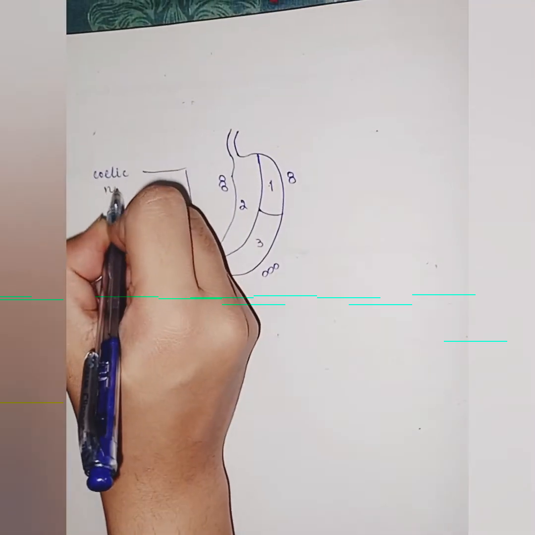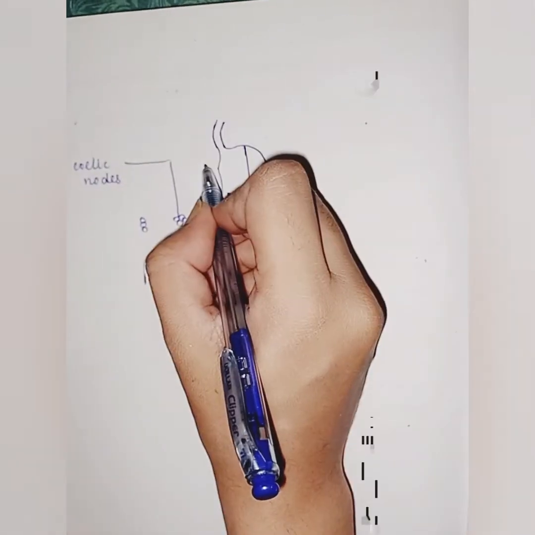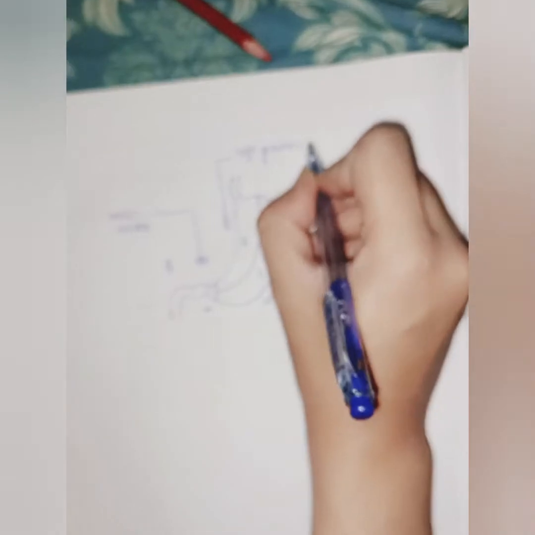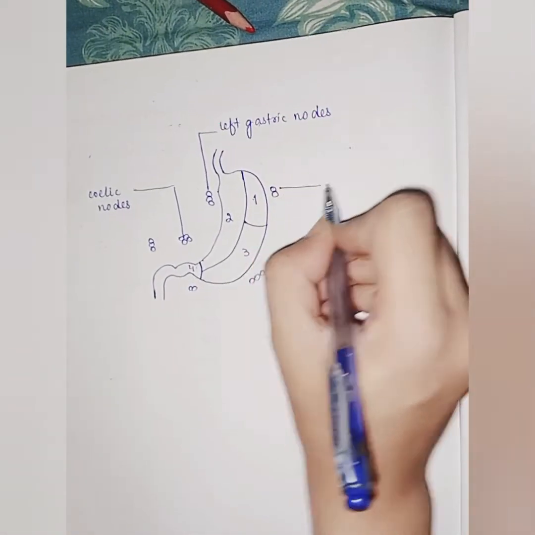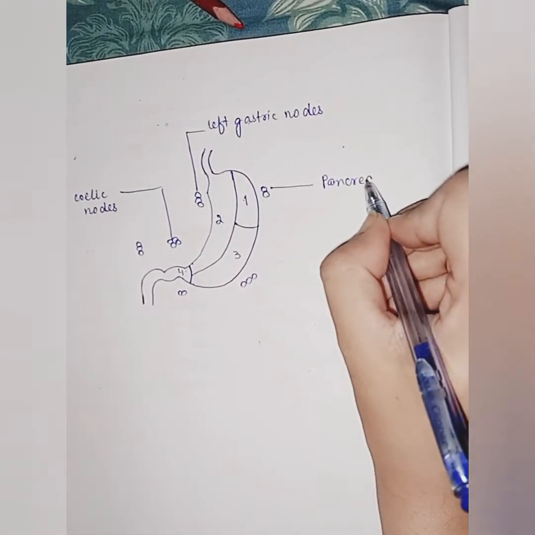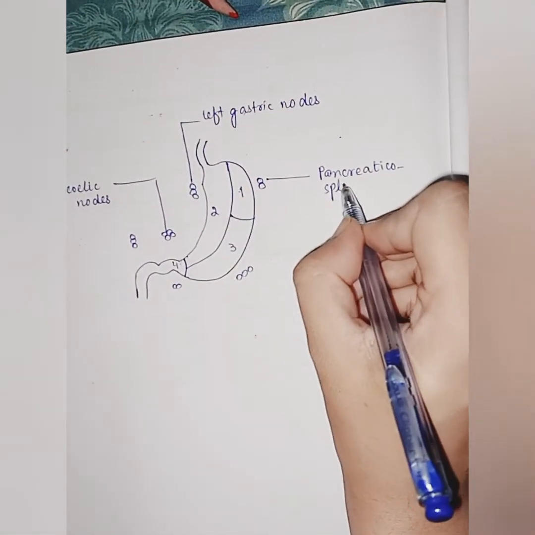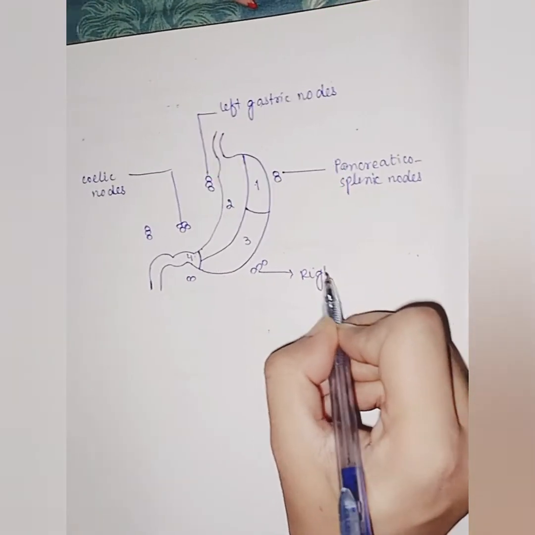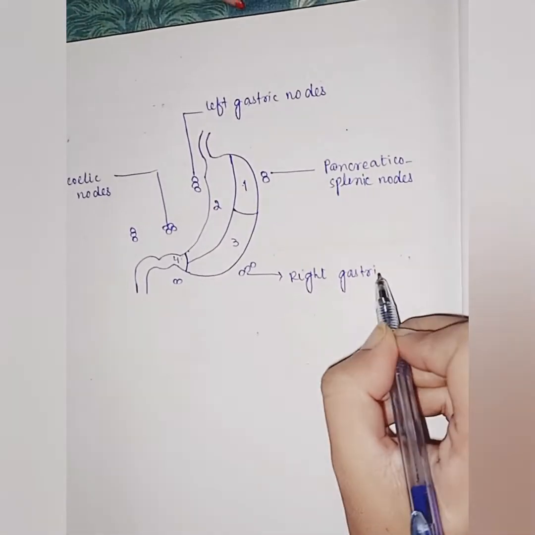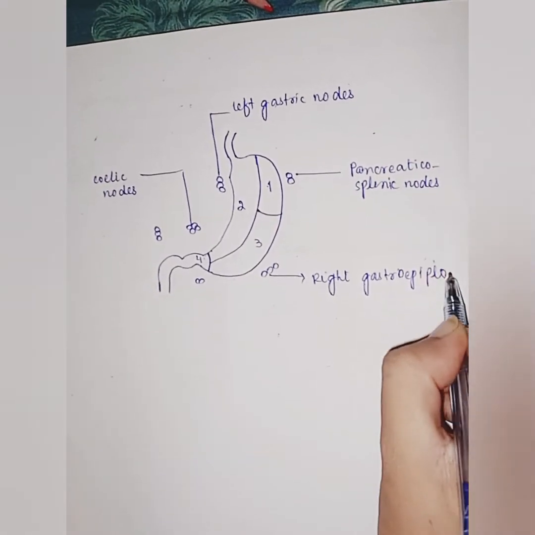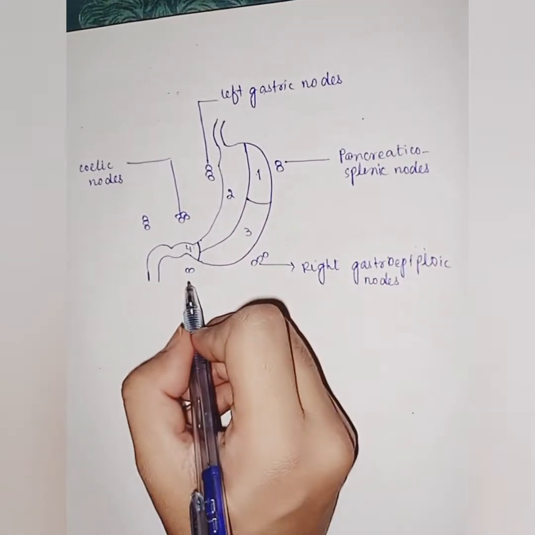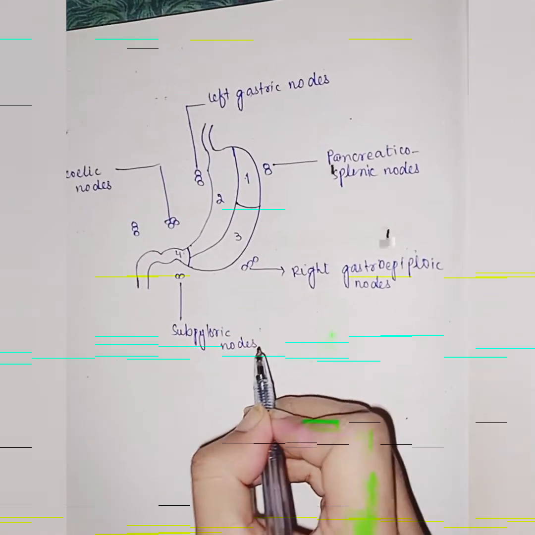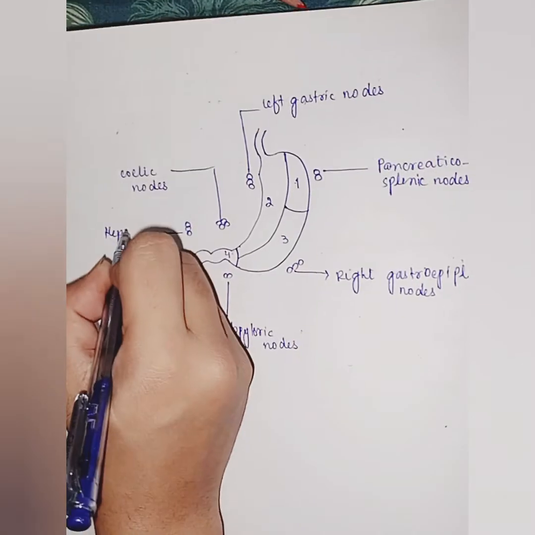So here we have celiac nodes, which are the main lymph nodes. Then we have left gastric nodes at the lesser curvature, and these are the pancreatico-splenic lymph nodes at the greater curvature on the posterior aspect. Then we have right gastroepiploic lymph nodes, and here we have the subpyloric lymph nodes. These are subpyloric lymph nodes. Then these are the hepatic lymph nodes.